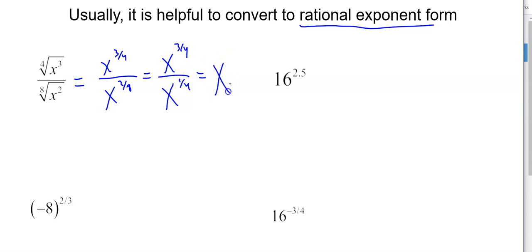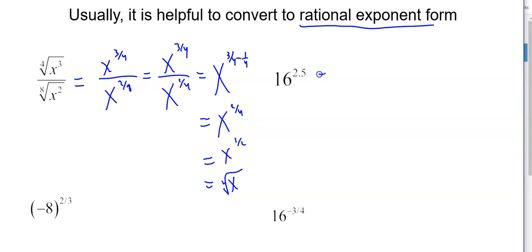Now I'm going to use my exponent rule. That's x to the 3/4 minus 1/4, which is x to the 2/4, which is x to the 1/2, which is the square root of x. Again, the root is there, and the index is going to be 2.